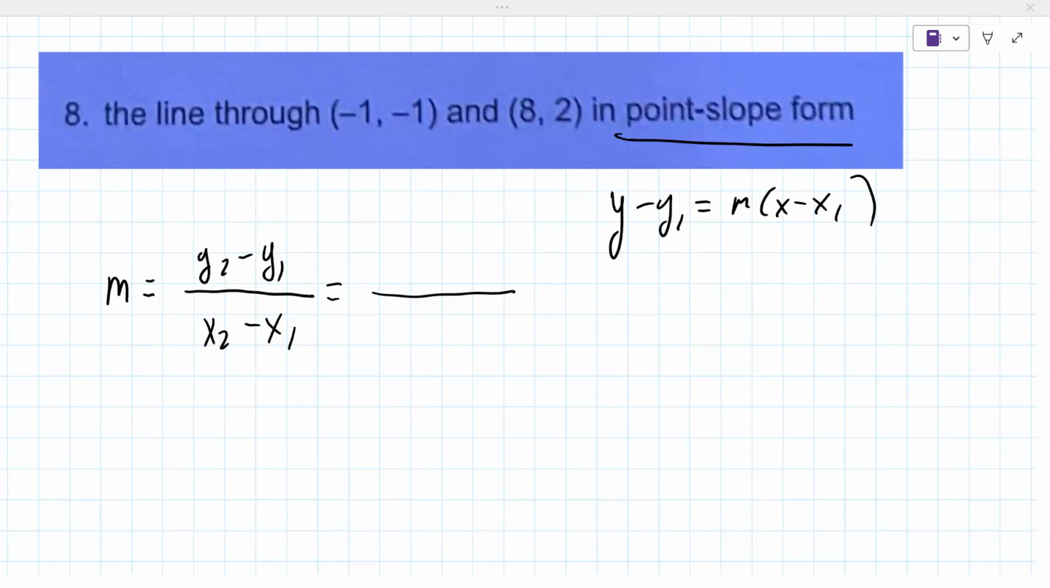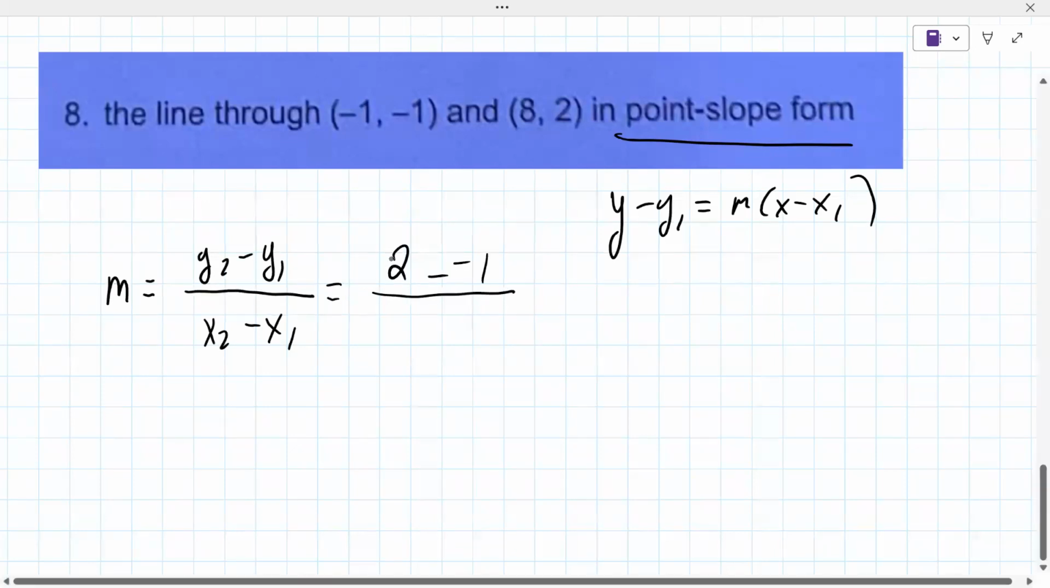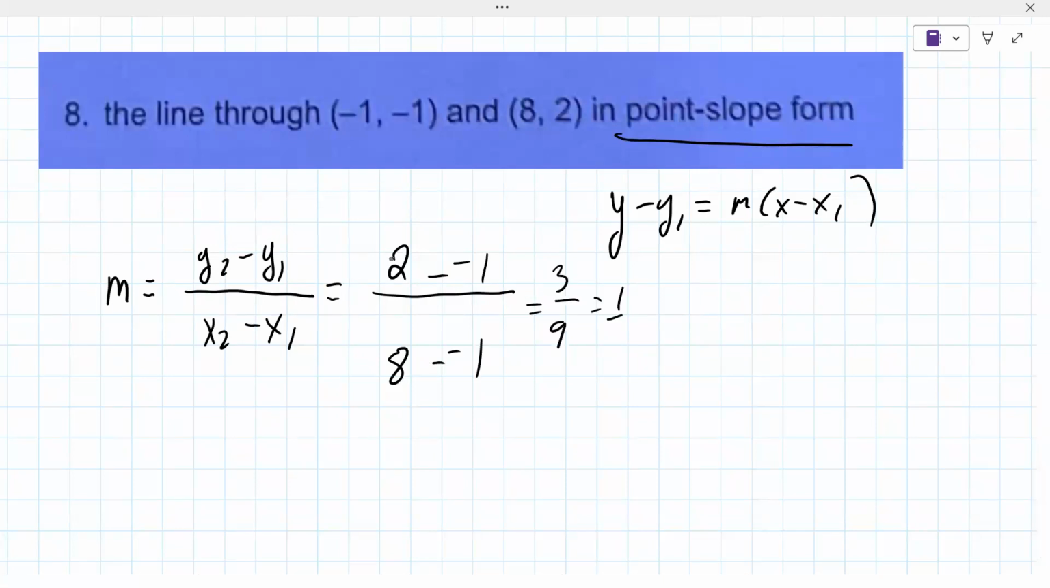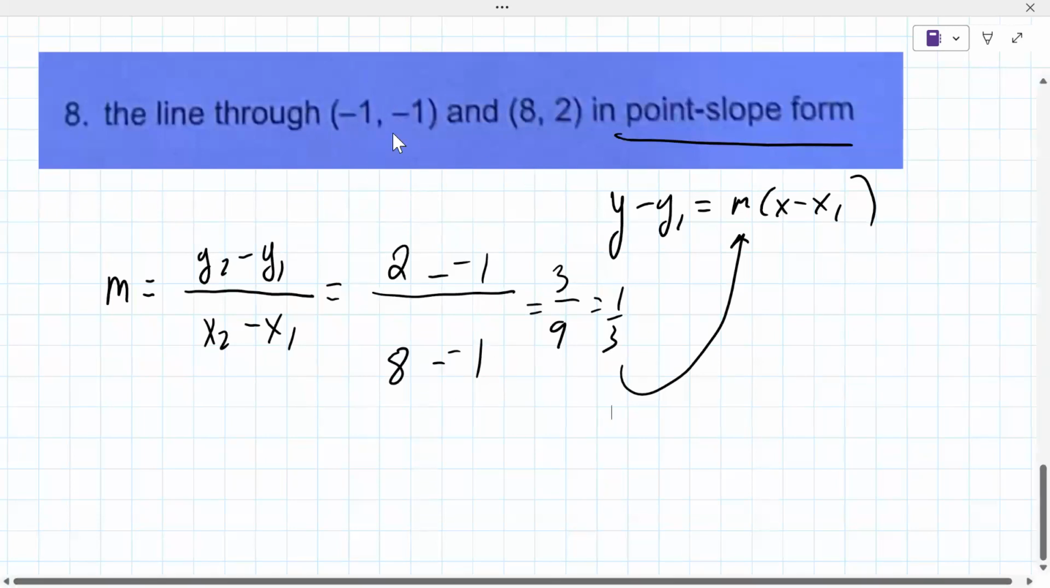I got 1/3. All right. 2 minus negative 1 over 8 minus negative 1 is 3 over 9, which is 1/3. Very good. So that goes in there for m. Now, which point should you use? Which point makes more sense to use? Give me your thoughts on that. Negative 1, negative 1, because it's just easier to find, I guess.